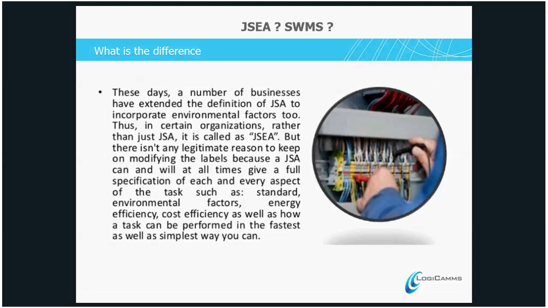In recent years, some of the companies have expanded this term JSA to JSEA to include environmental aspects, which is all well and good. However, it is not necessary to keep on changing the title, as a JSA can and usually does specify every aspect of the task, including safety, quality, energy efficiency, environmental aspects, and also it looks at the easiest way to perform the task in a logical sequence.